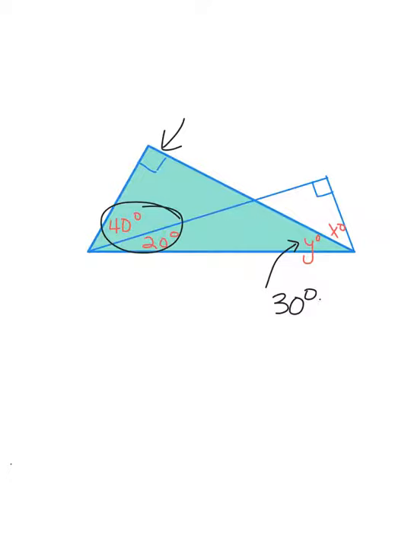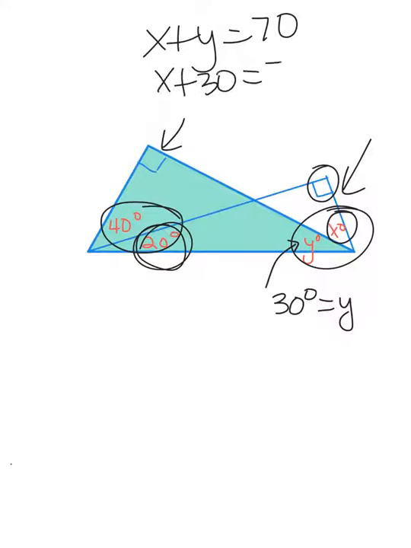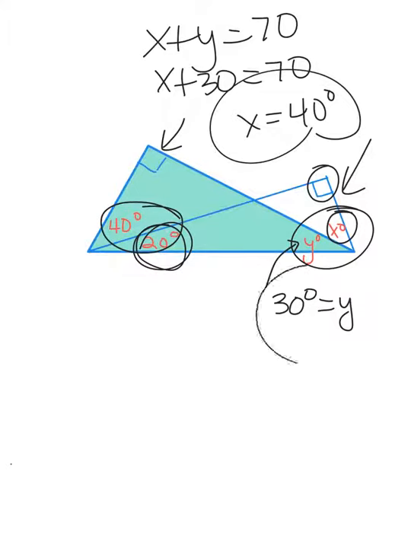Now I'm going to use this y equal to 30 to try to figure out what x is. And looking at this second triangle, I know I have a 90-degree angle. I know I have this 20-degree angle. So I know that x plus y has to equal 70, so that the sum of the angles of a triangle equals 180. So x plus y is equal to 70. I've already established that y is 30. That gives me x plus 30 is equal to 70. So I know x is equal to 40 degrees.